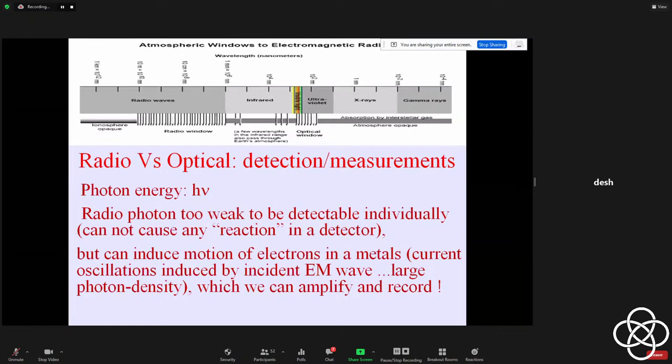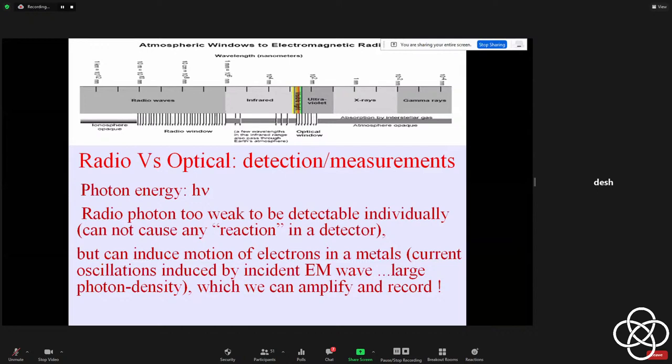However, given the radio wavelengths being so long and the frequencies correspondingly being so small, the individual photon energies, which is given by h times nu, h being the Planck constant, you will find that the radio photons are too weak to be detectable individually or to cause any reaction to the detector or any material that is exposed, where that final action can be detected, as in the photoelectric effect, where you have an electron knocked off, which you can sense and even count the number of photons.